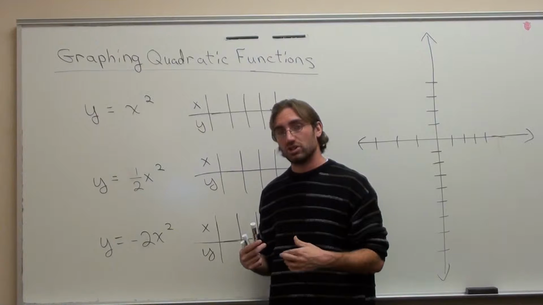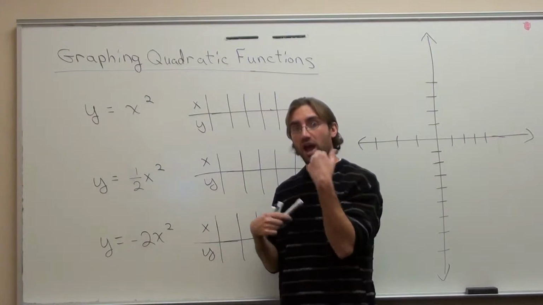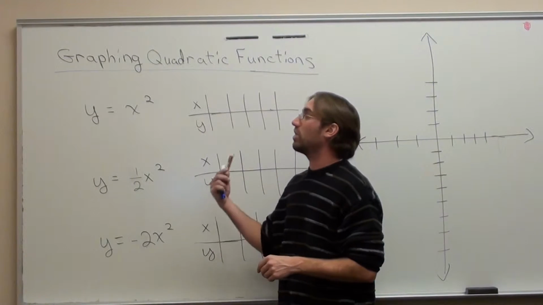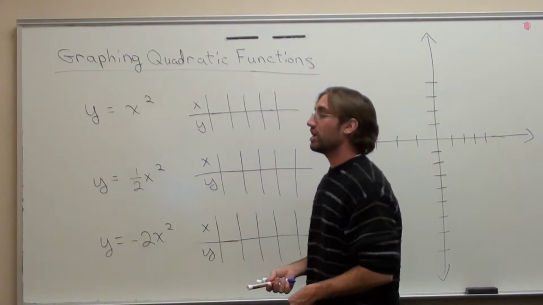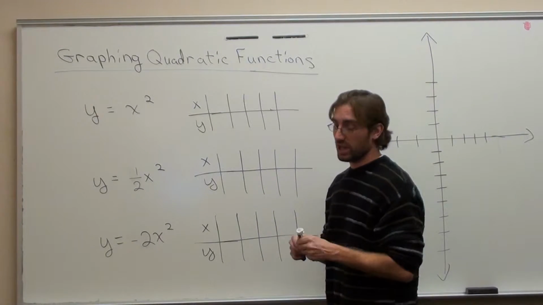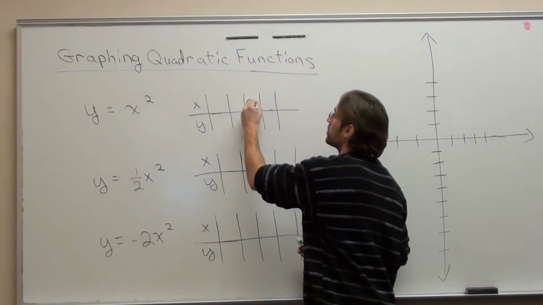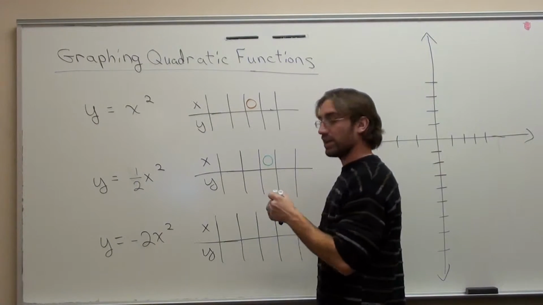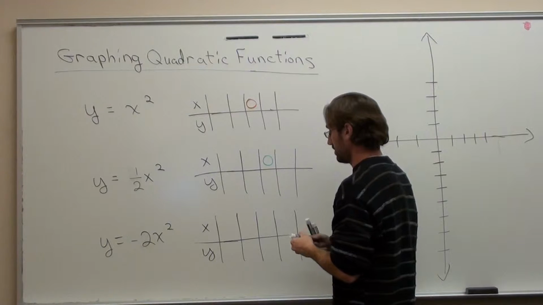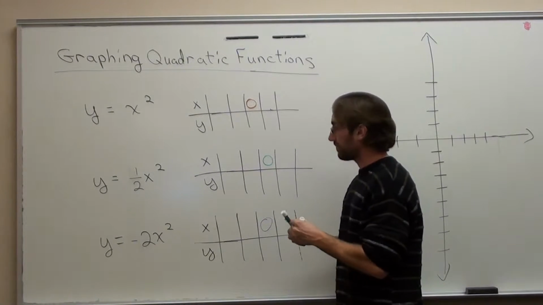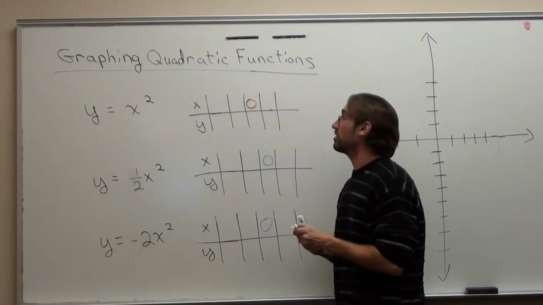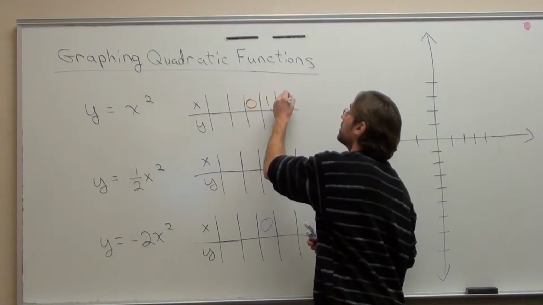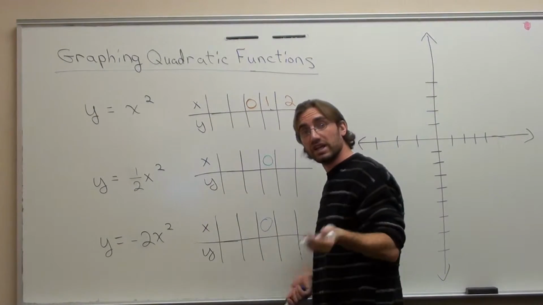If there's no x term, not x squared, but if there's no x term in a quadratic equation or quadratic function, the value in the middle of your table is always at 0. So we'll do this one in brown, this one in green, and this one in blue. And the values to the right of 0 are 1 and 2, and the values to the left of 0 are -1, -2.